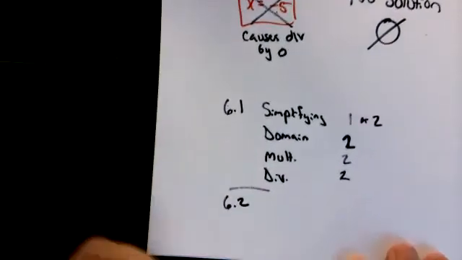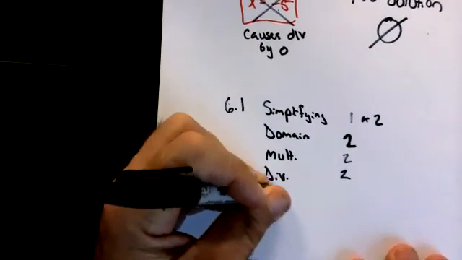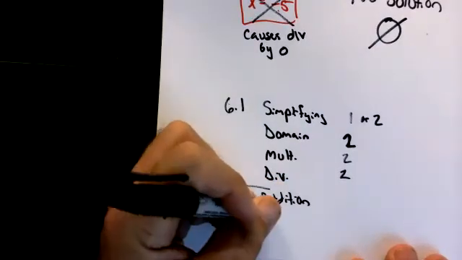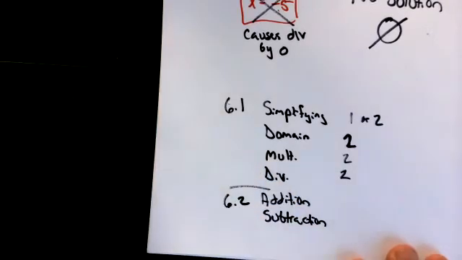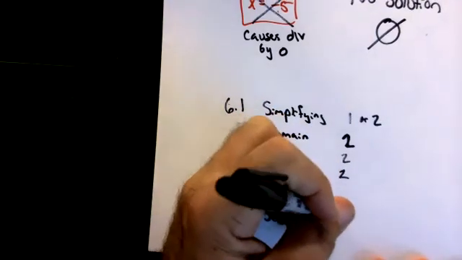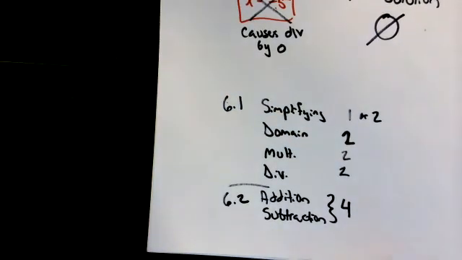Okay, 6.2 was addition and subtraction. There will be 4 addition and subtraction problems. I would anticipate 1 where you already have a common denominator, but most of them you're going to have to get the common denominator.